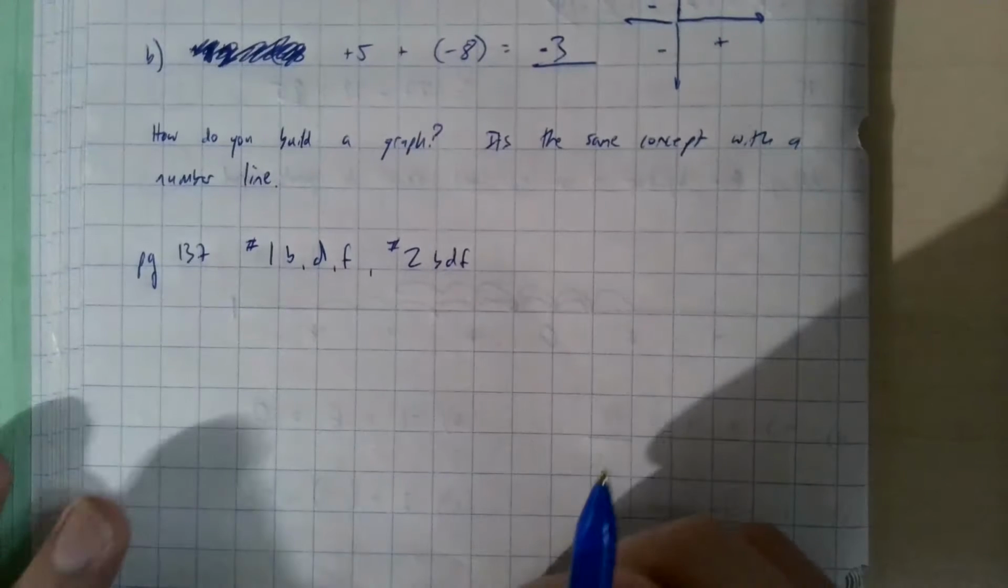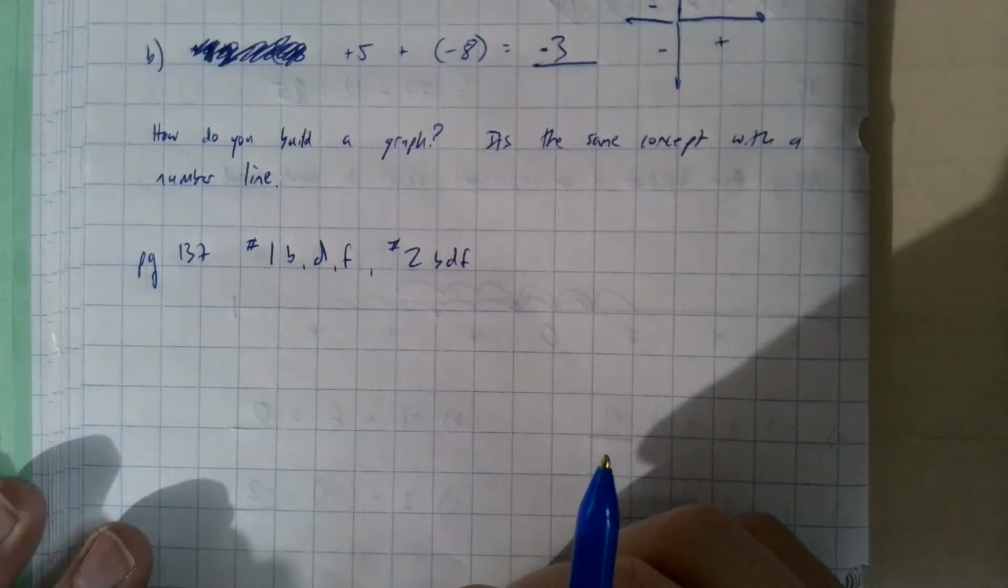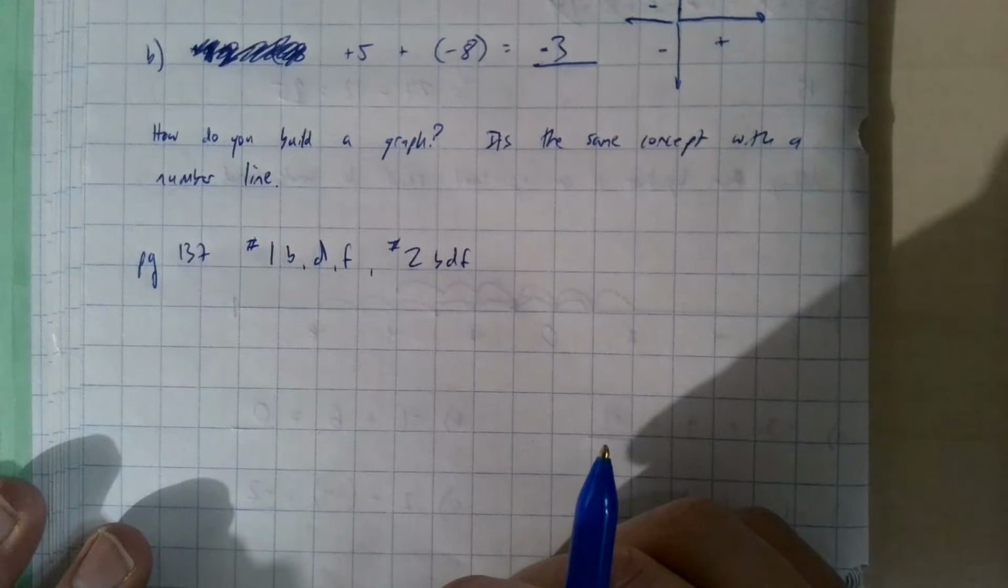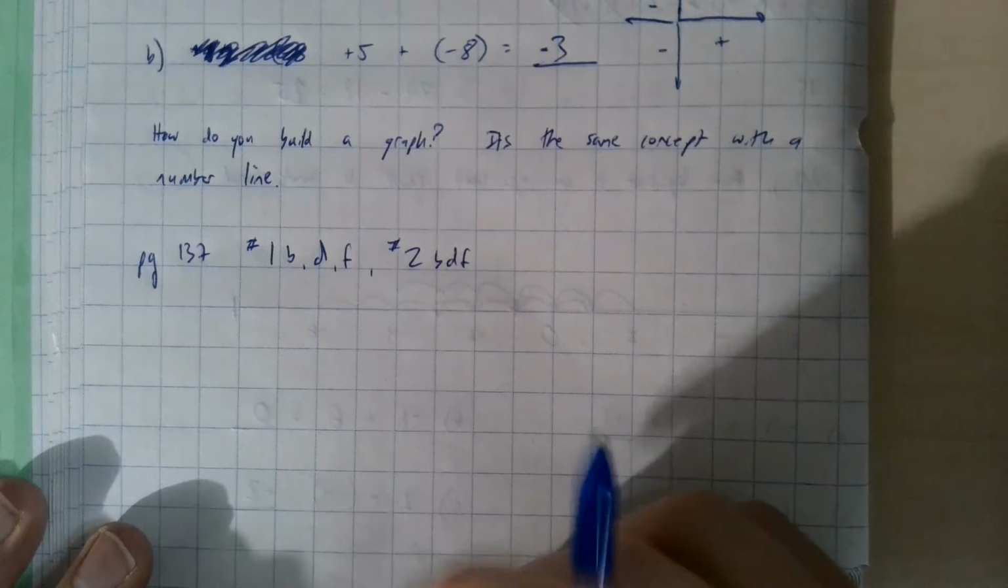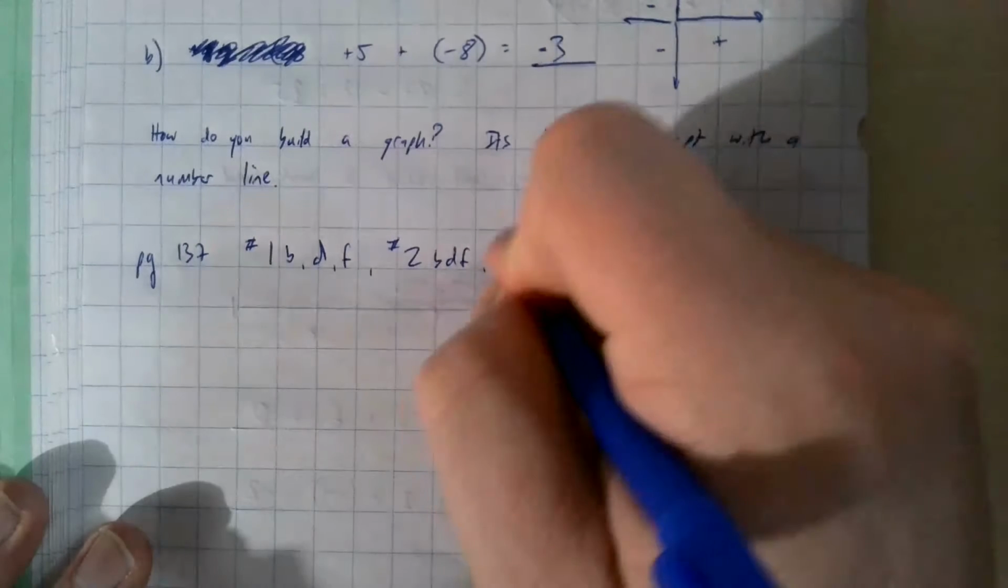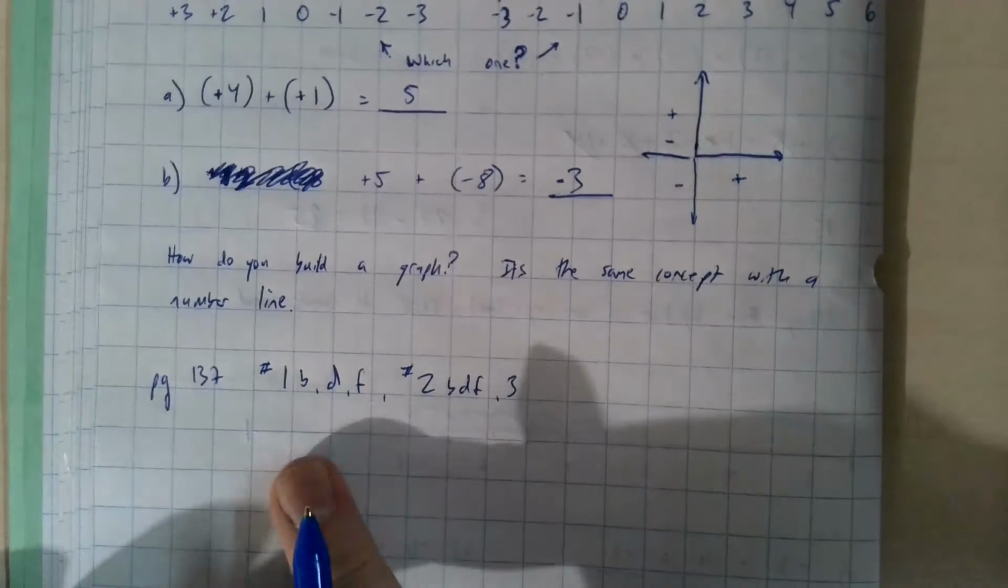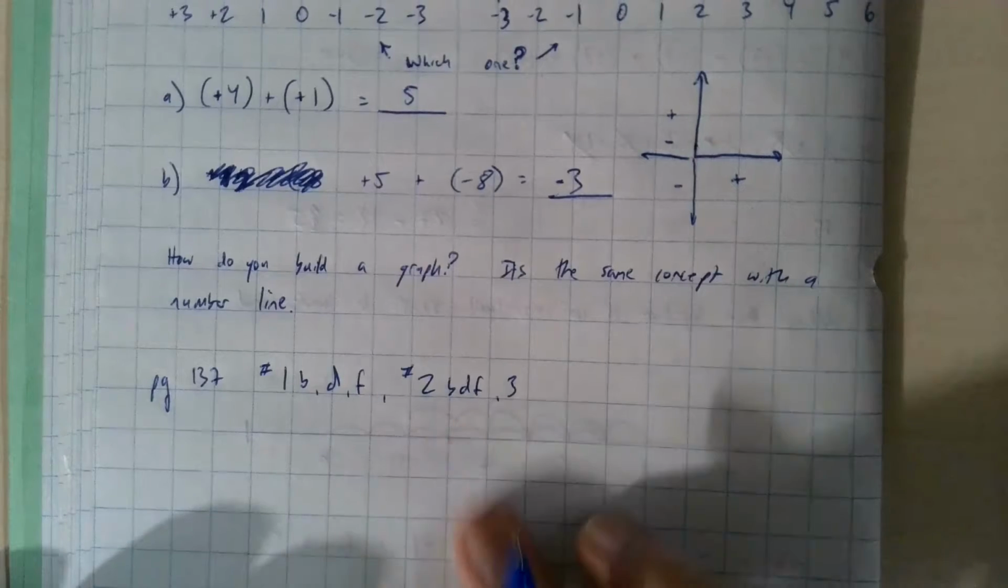Oh, you can't see this. I'm sorry. And then let's do number 3. All right, there are your pages: 137, 1 BDF, and then 2 BDF, and then 3, and then the last page that we were working on.